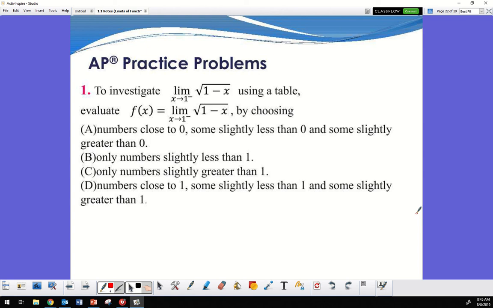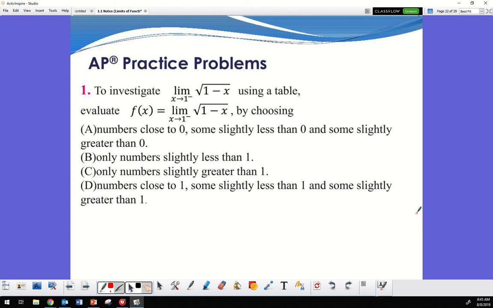And evaluate the function by choosing one of these. Can I plug in 1? Yes. Can I have the square root of 0? Yeah, the square root of 0 just gives me 0. So I could do that. Right here, using numbers close to 0, slightly less than 0, would I say this? No, because what numbers do I need to be close to? Close to 1, right? Because I'm taking the limit as x approaches 1.